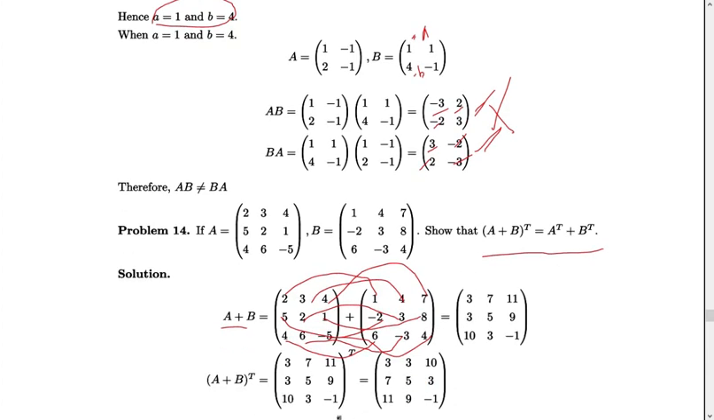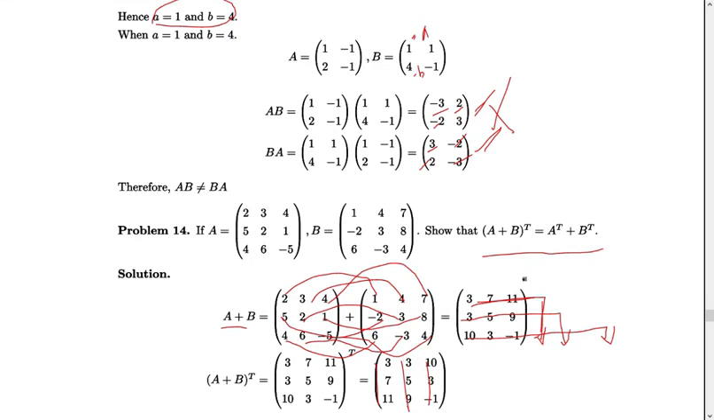Okay, for (A plus B) whole transpose, we are going to find the transpose of this matrix. Transpose is nothing but a row written as a column. The first row becomes the first column, the second row becomes the second column, the third row becomes the third column. Okay, so 3 7 11, 3 5 9, 10 3 minus 1. This is (A plus B) whole transpose.